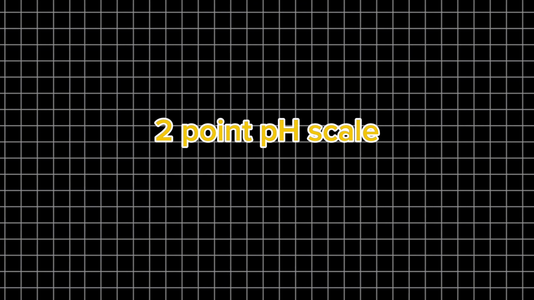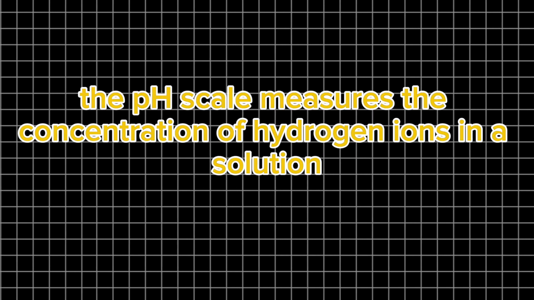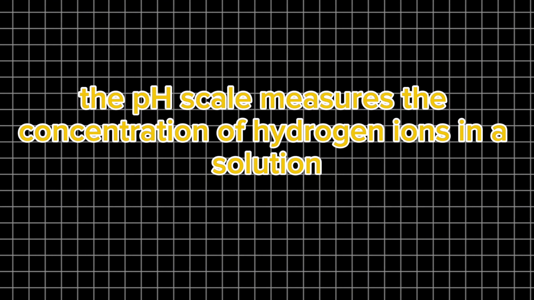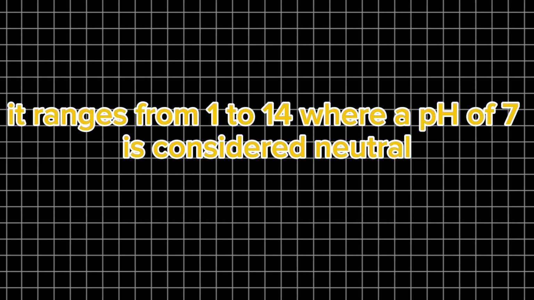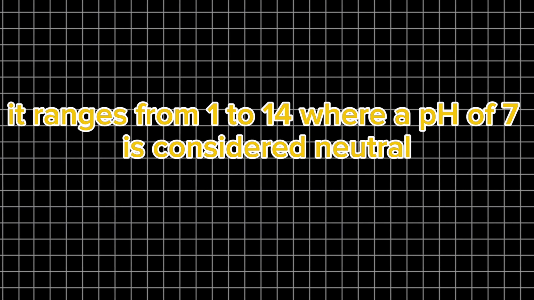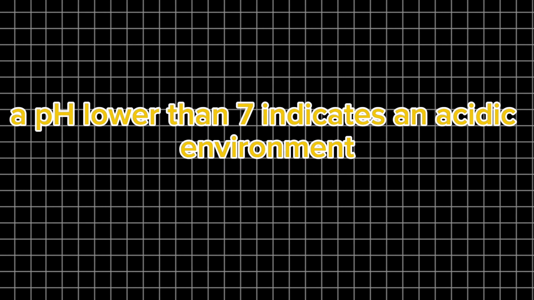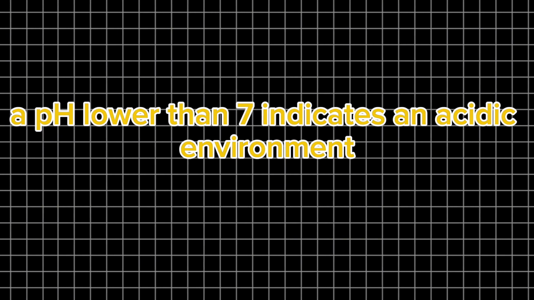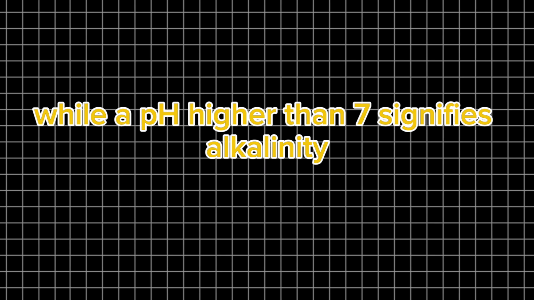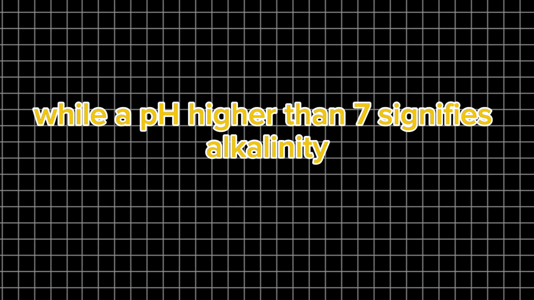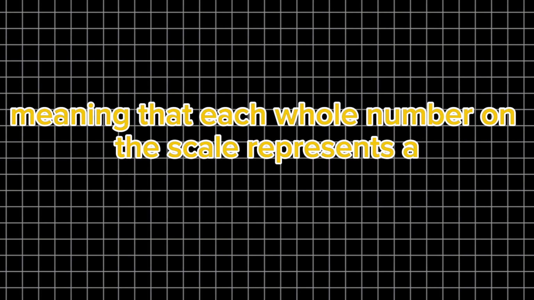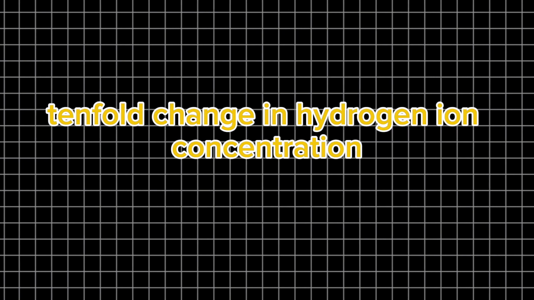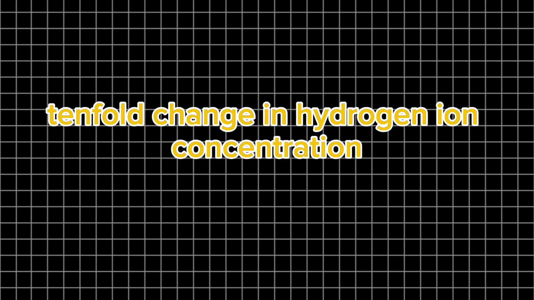2. pH scale. The pH scale measures the concentration of hydrogen ions in a solution. It ranges from 1 to 14, where a pH of 7 is considered neutral. A pH lower than 7 indicates an acidic environment, while a pH higher than 7 signifies alkalinity. pH is expressed logarithmically, meaning that each whole number on the scale represents a 10-fold change in hydrogen ion concentration.